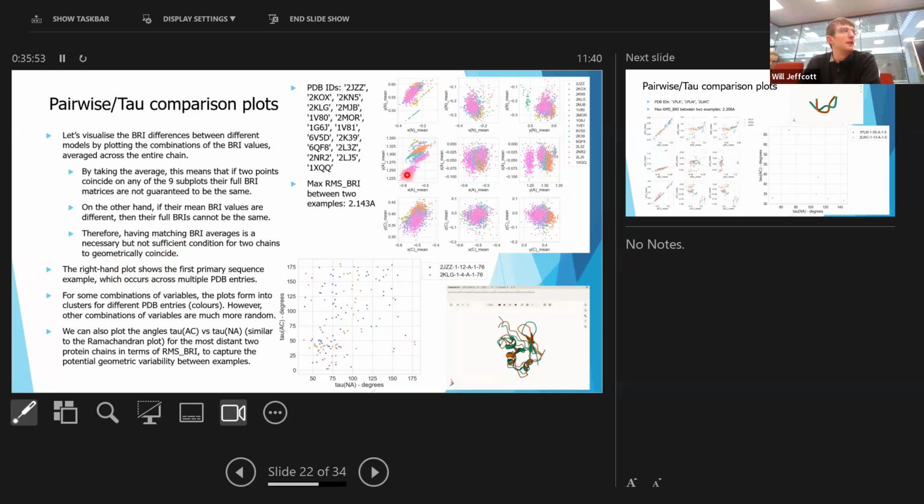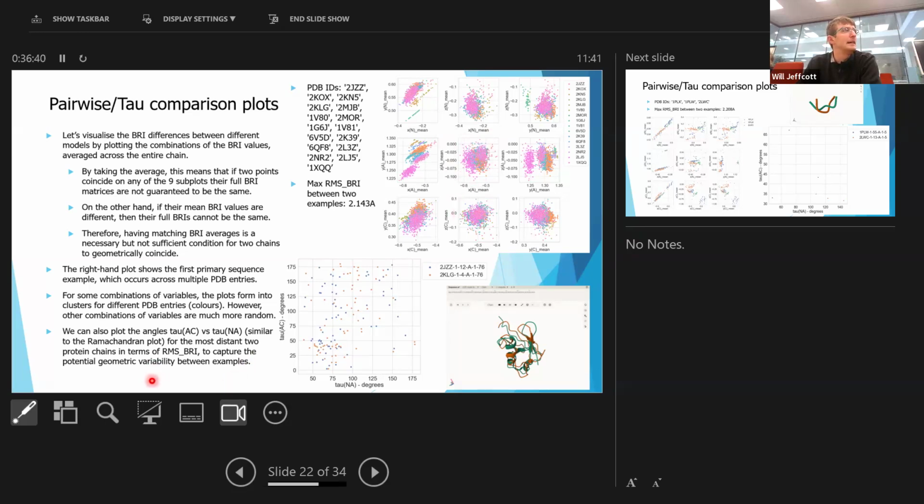We've got this right-hand plot that, as I've said previously, shows all the various combinations of the invariant means. It's color-coded so that for the various PDB entries, we've got a different color in each case. We can see from this plot that some of the PDB entries form their own clusters, where they seem to be geometrically distinct from other PDB entries, whereas some of the combinations of BRI values are altogether more random than that and just form a giant point cloud.